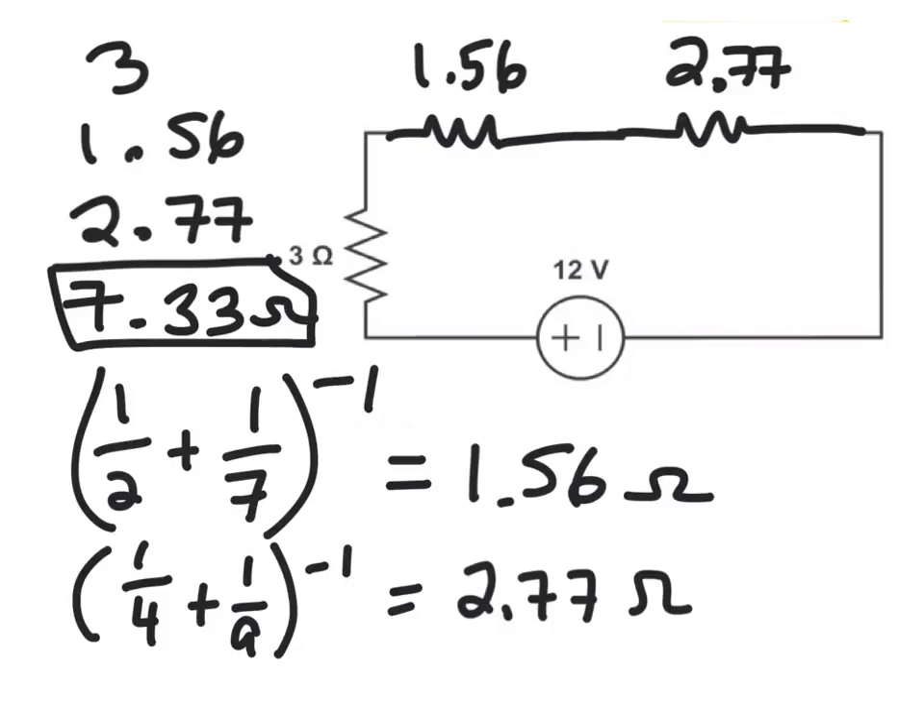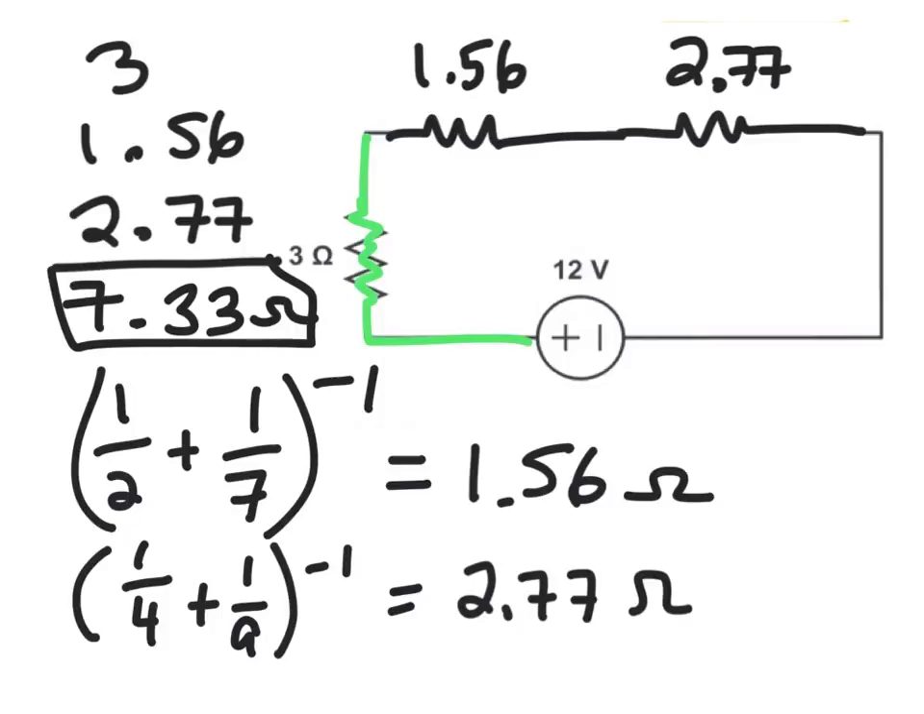So from that big picture that we started with, if you want to reverse the video and look at it again, we got to a condensed circuit that only has 7.33 ohms. Okay, it makes sense that everything had to go through the 3 ohm resistor. So that's why it was added last in series, right? Because it shares the same current as the 1.56 and the 2.77.